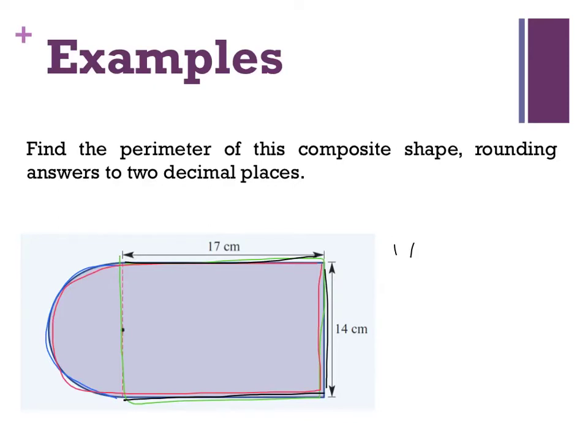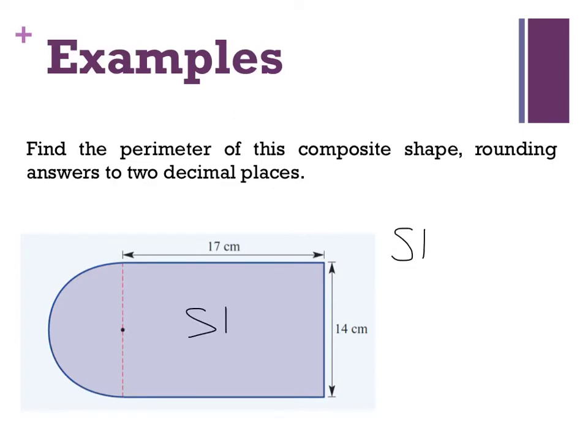Actually, I'll show you how I do it. I'm going to write shape 1, which I'll call S1, and that one is S2. Shape 1, the borders of shape 1. I have to remember I don't include this line, because it's on the inside of the shape. So shape 1 is this one here, and that's shape 2.